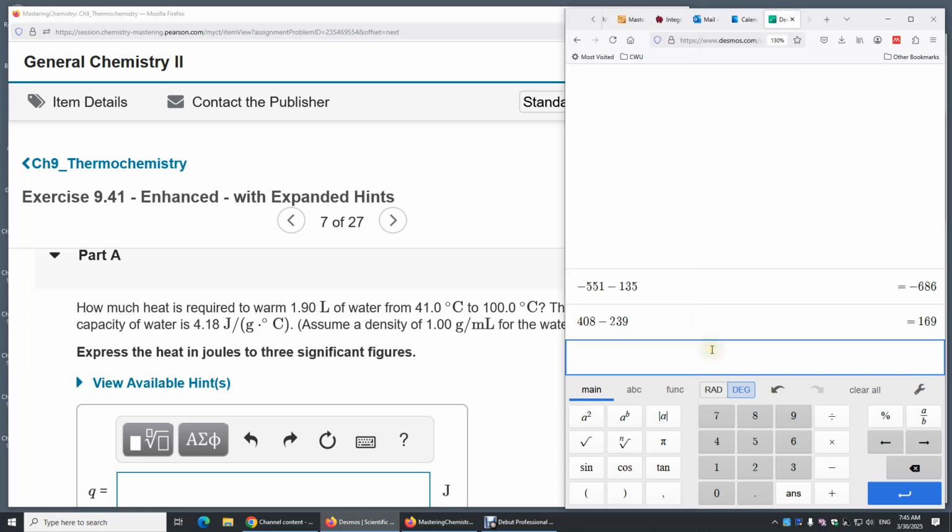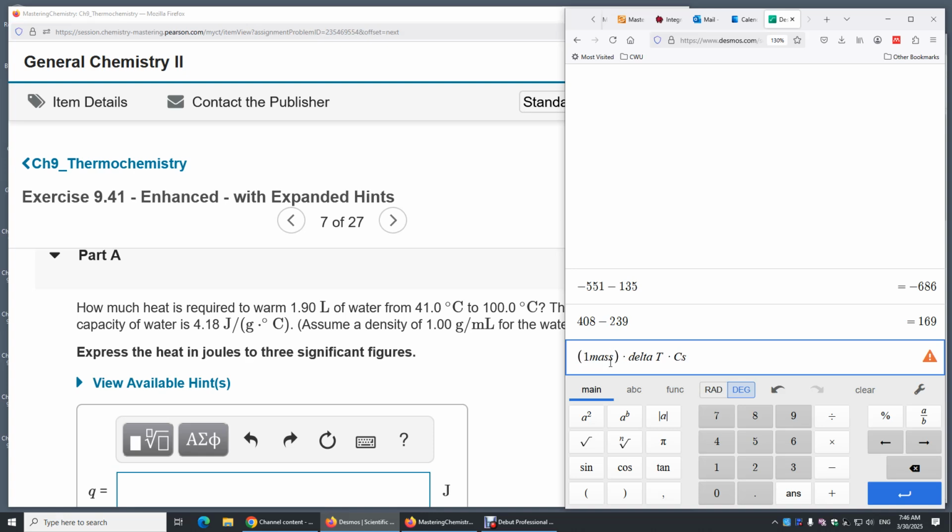Now here's the equation. Q is equal to the mass times delta T, and then times the specific heat capacity. I'm going to use C sub S for the specific heat capacity. So this is the equation I'm going to use. And then I will just replace this math with the actual mass in grams.